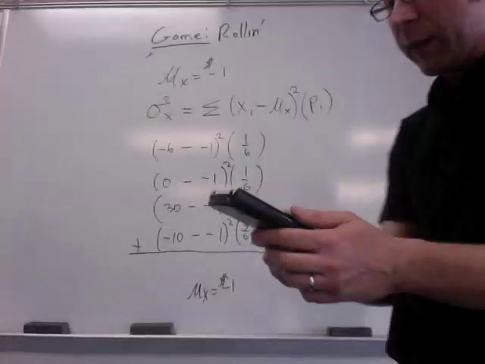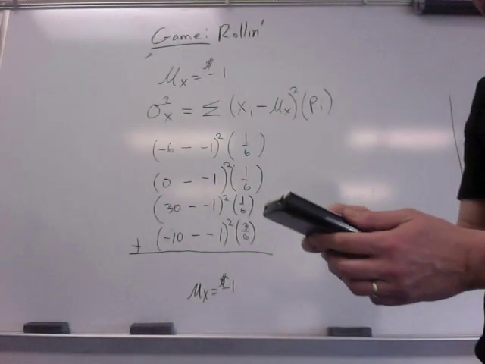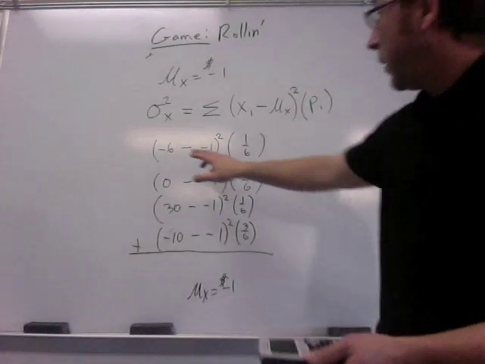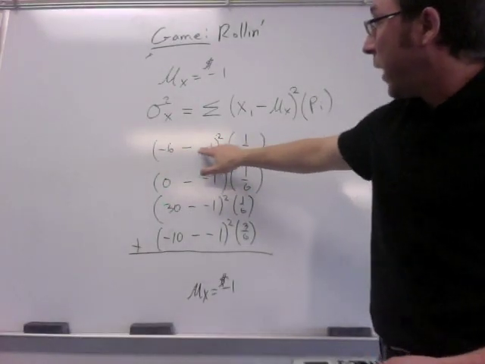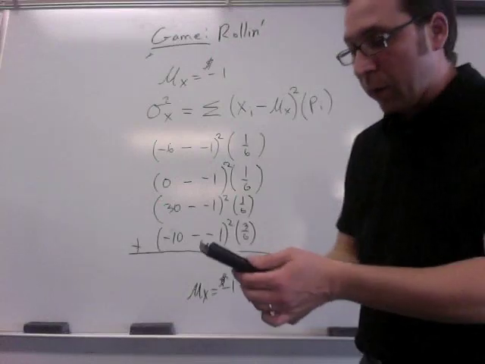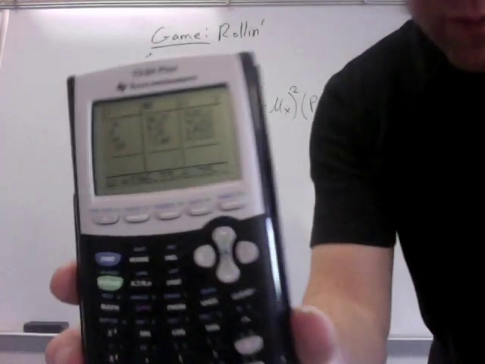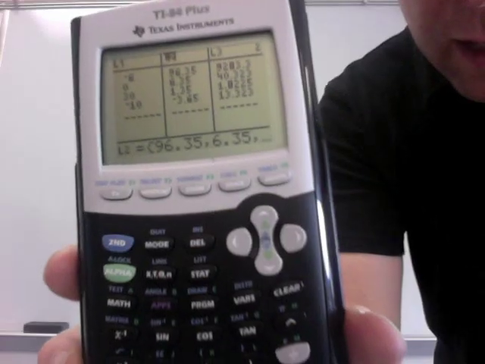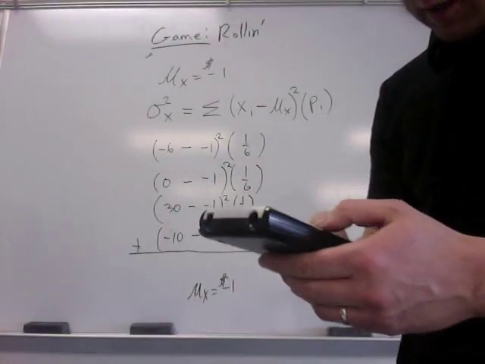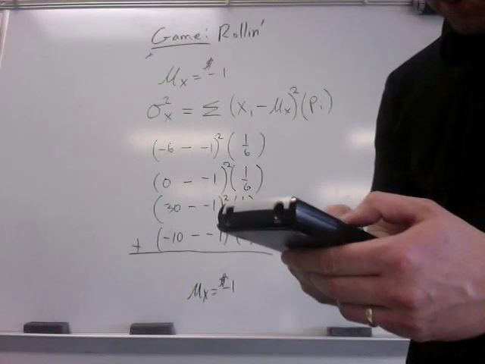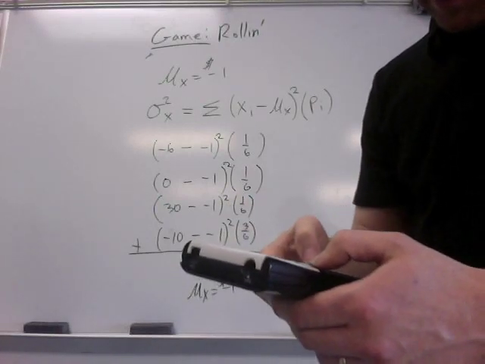Under List 2, we can type in List 1, take away the expected value. So I'm going to go all the way to the very top of List 2, and I'm going to type in at the very top, List 1, take away -$1.